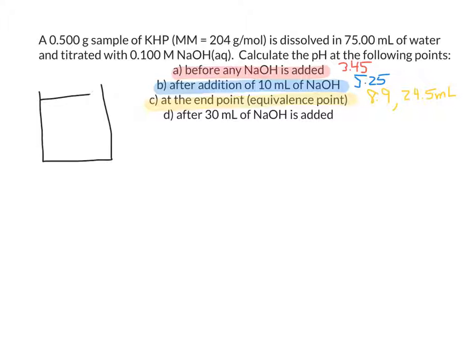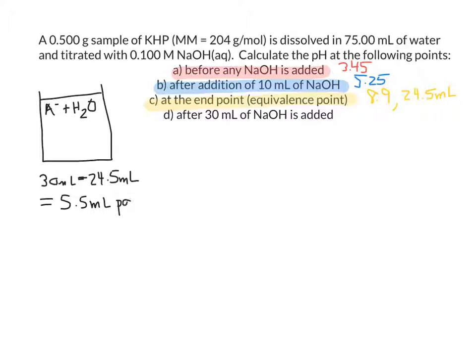So at this point in our beaker, we have added enough sodium hydroxide to use up all the HA, and we just have A minus and water. And it takes 24.5 milliliters to do that. So the amount of sodium hydroxide that I've added past the equivalence point is 5.5 milliliters.